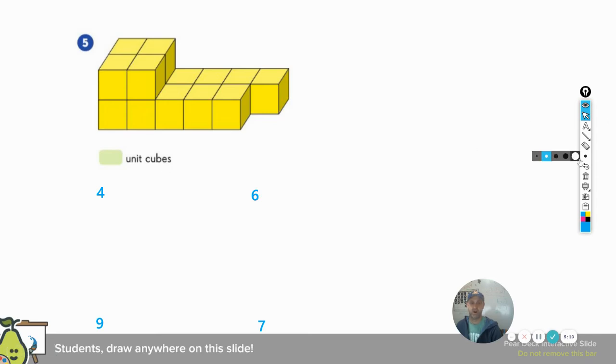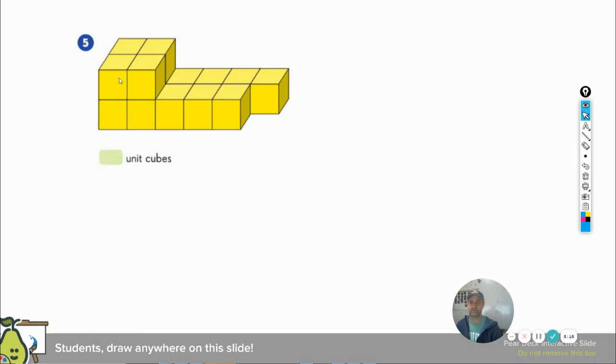How about this one here? Oh, this is one of those sneaky ones where there's cubes hiding. Don't let it get you. So if there's 4 up here, then below it there must also be 4 for a total of, no, not 44, 8, and then 9, 10, 11, 12, 13, 14. What is it, friends? Oh, did you all yell 15?